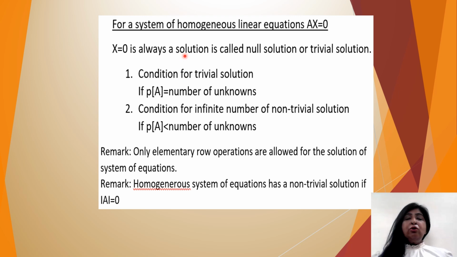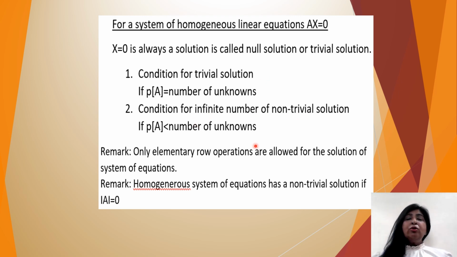Now what we do, we write the matrix A and find out its rank. If rank of A is equal to number of unknowns, number of unknowns are x, y, z, say if we take the matrix of order 3, so this is the condition for the trivial solution. Your rank of A should be equal to number of unknowns. But if your rank is less than number of unknowns, then you have infinite number of non-trivial solutions.